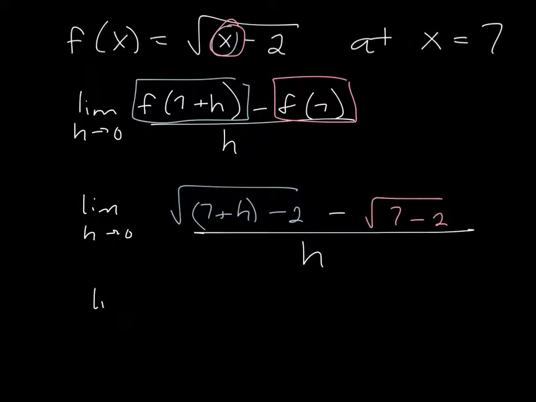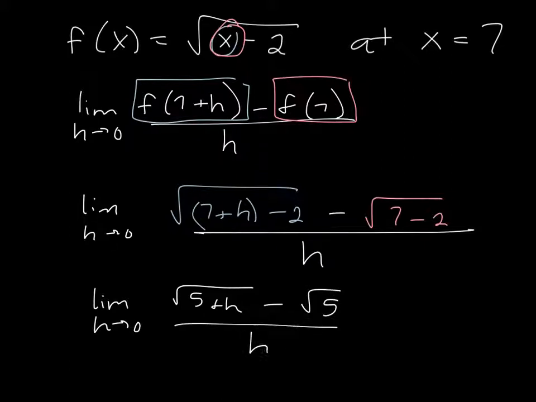Keep going, limit as h approaches 0. And we are going to tidy things up a little bit. Inside the radicals I can simplify, and notice the parentheses in the first one really are not helping me. I don't need them, so I've got 7 plus h minus 2, which is radical 5 plus h. I can do the 7 minus 2, and then minus radical 5, all over h.